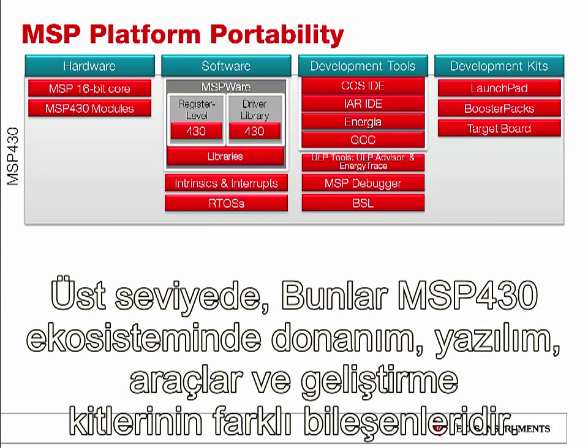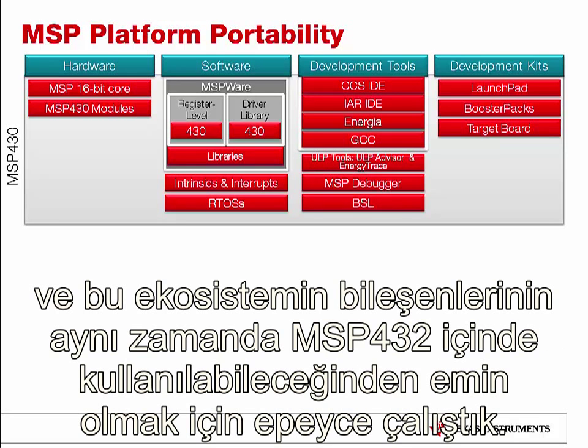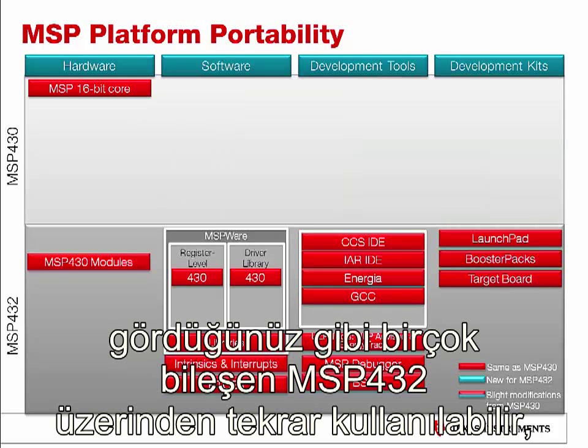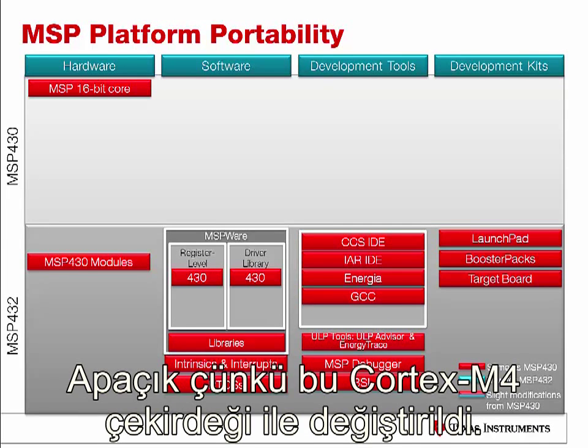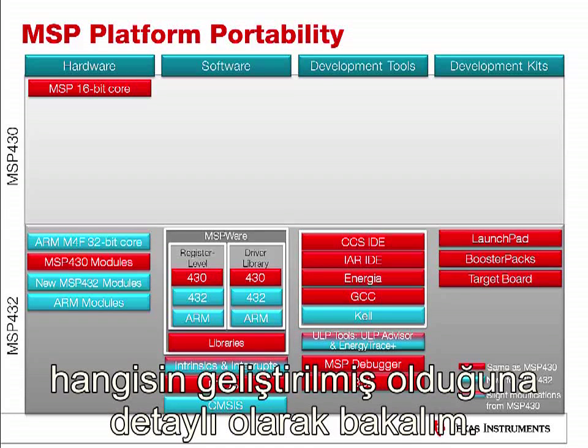At the high level, these are the different components of the hardware, software, tools, and development kits ecosystem of MSP430, and we have done quite a bit of work to make sure that these components of the ecosystem are also usable across MSP432. As you can see, many of the components are reusable across MSP432. The only thing that doesn't really migrate well is the MSP 16-bit core, obviously because that is replaced by a Cortex-M4 core. So let's take a closer look at what's being reusable, what's fully compatible, and what is extended for MSP432.